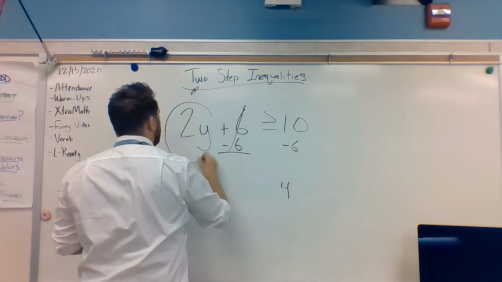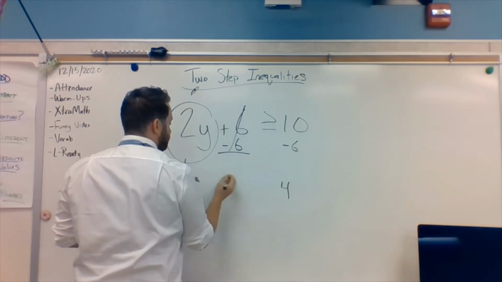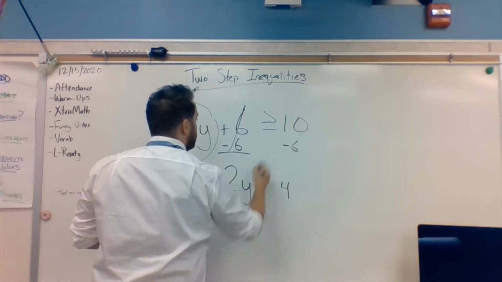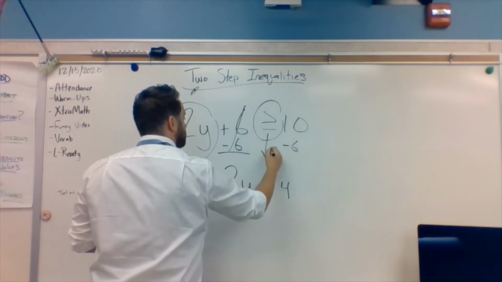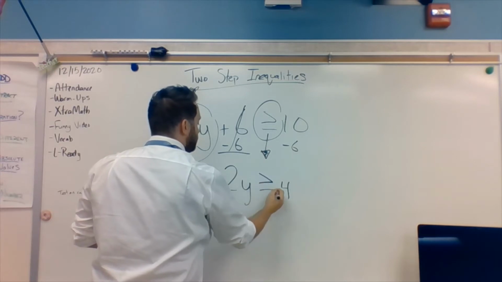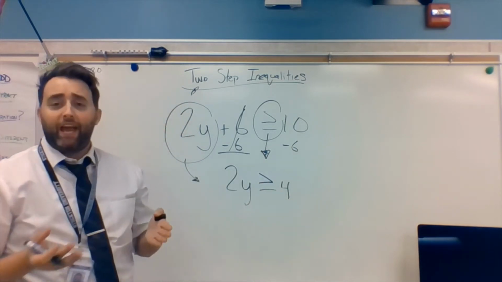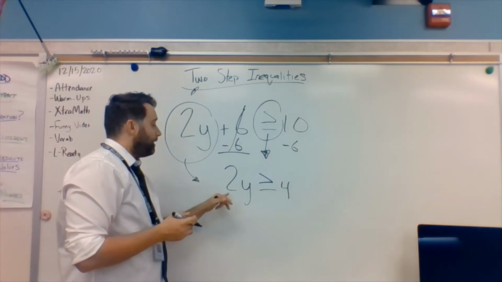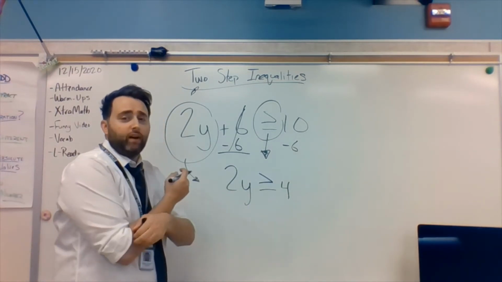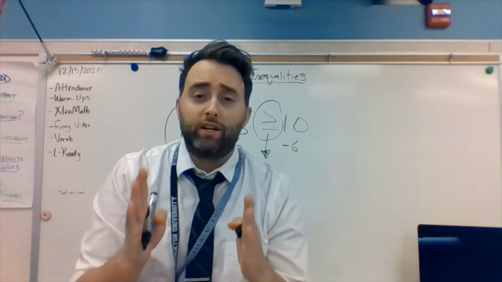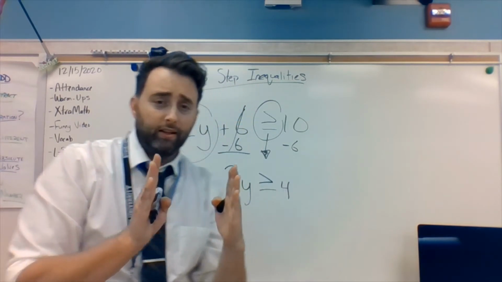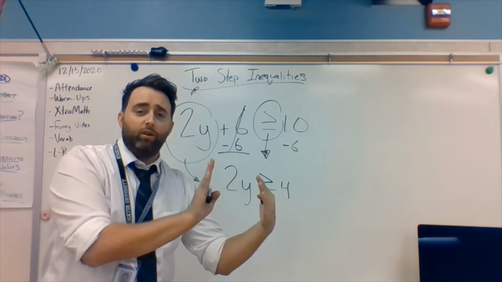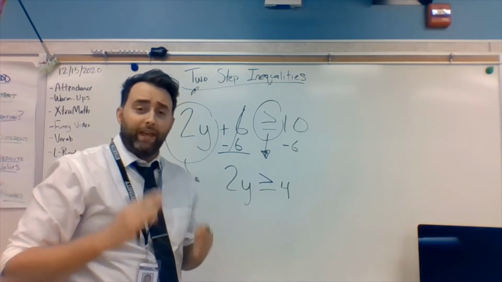I'm going to bring down what I didn't use yet. I have 2y, and I'm going to bring down my symbol, greater than or equal to. Now I have a multiplication problem. I got rid of the addition or subtraction. I'm left with a multiplication problem. Remember, if the coefficient, the number, is right next to the variable, it's an indication of multiplication.